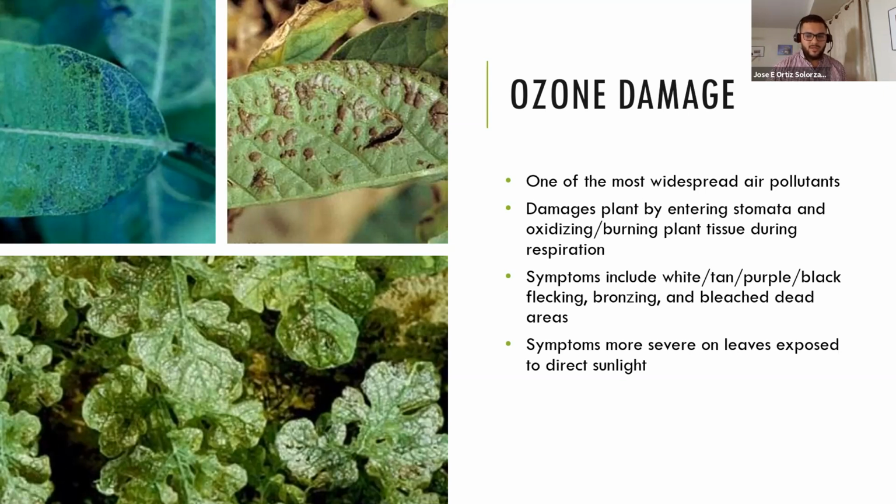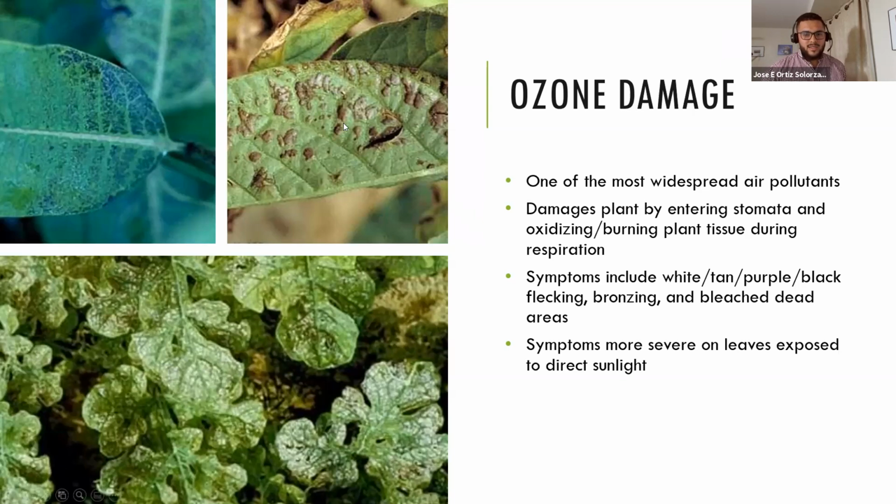tissue during respiration. So the symptoms include these ones you're observing here on the pictures on the left, which are white, tan, purple, black flecking, bronzing, and bleached dead areas of the plant. The symptoms are more severe on leaves exposed to direct sunlight because this enhances the respiration of the plant. So the requirement for respiration and the intake of ozone increases when the plants are exposed to sunlight.